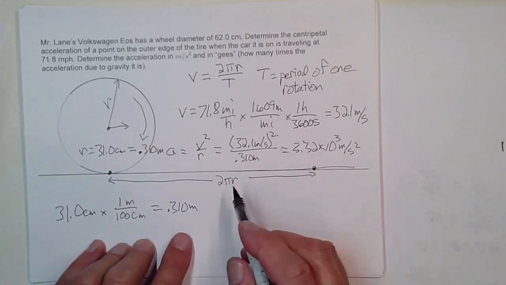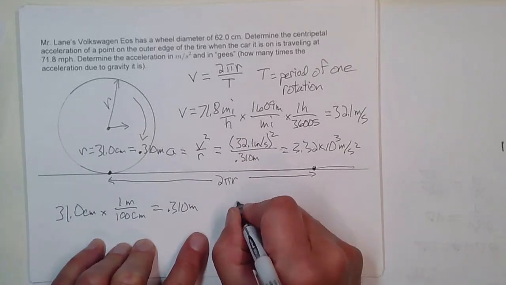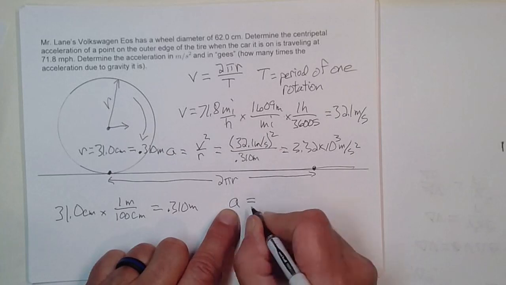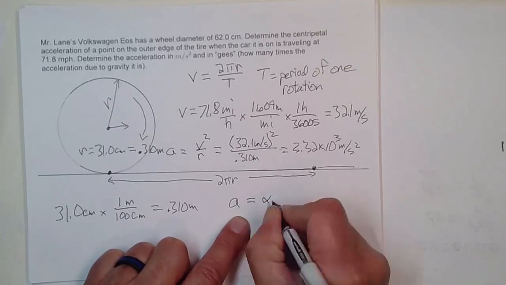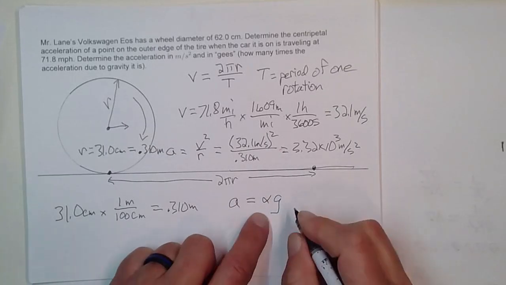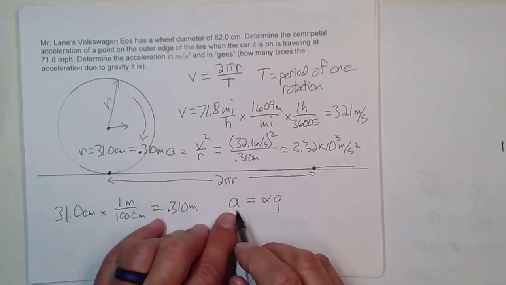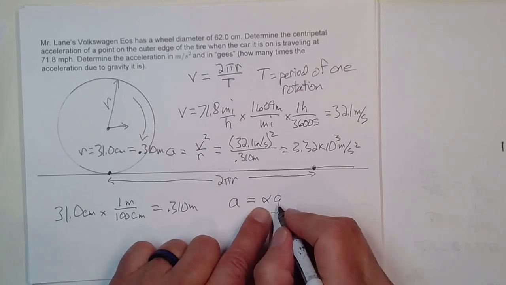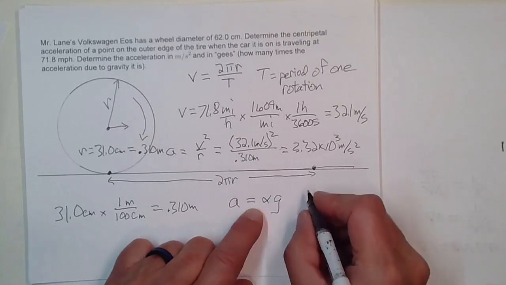If we try to figure out how many g's it is, here's the idea that we do when we do that. We think of the acceleration as equaling some number times the acceleration due to gravity. Well, we know what a is. We know what the acceleration due to gravity is. That some number, by the way, that's the way I draw the Greek letter alpha. It's not the greatest.